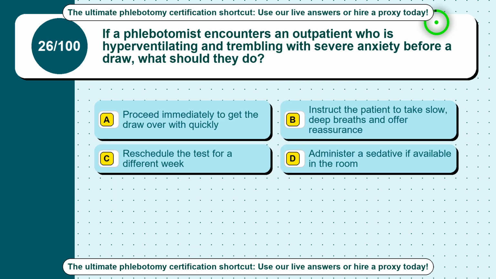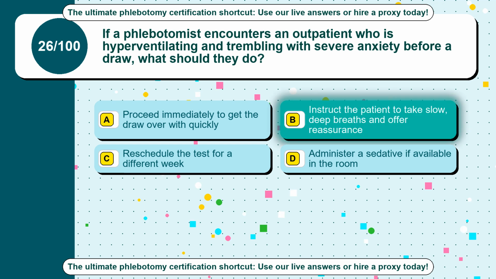Question 26. If a phlebotomist encounters an outpatient who is hyperventilating and trembling with severe anxiety before a draw, what should they do? Option A, proceed immediately to get the draw over with quickly. Option B, instruct the patient to take slow, deep breaths and offer reassurance. Option C, reschedule the test for a different week. Option D, administer a sedative if available in the room. The correct answer is option B, instruct the patient to take slow, deep breaths and offer reassurance.